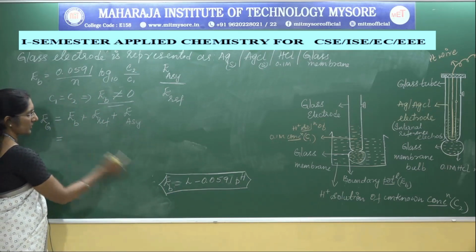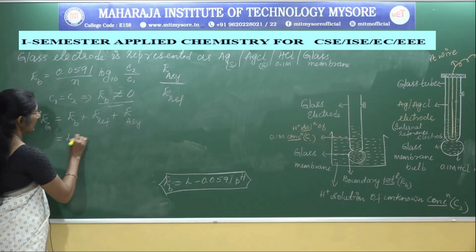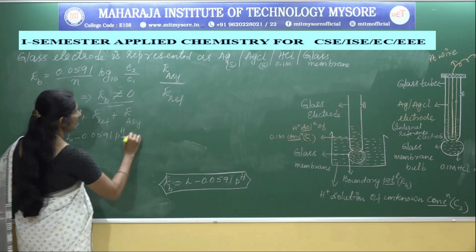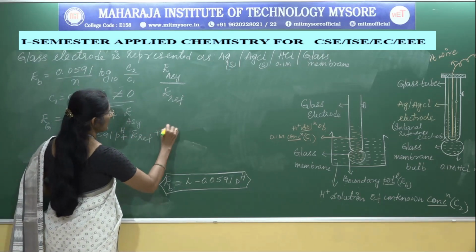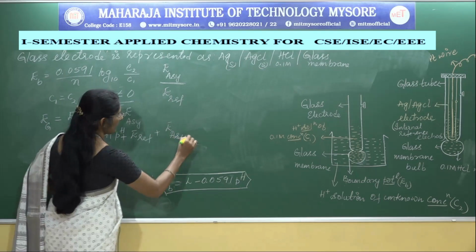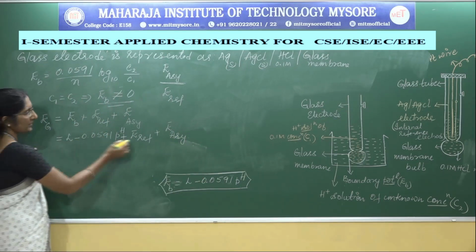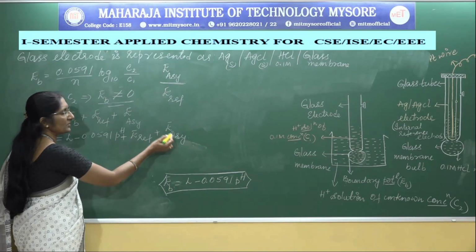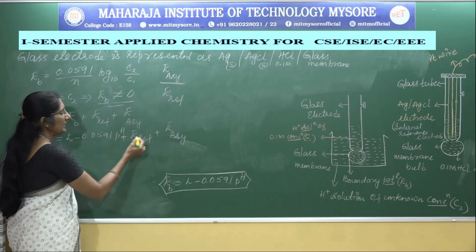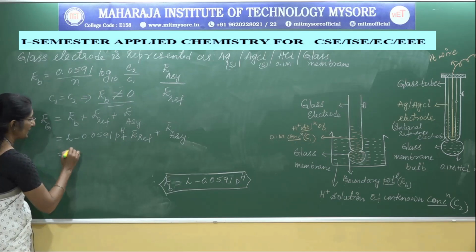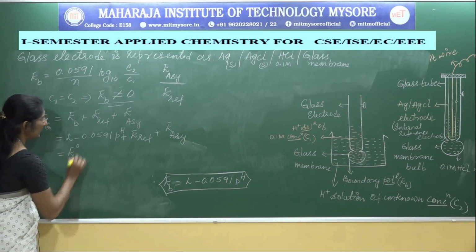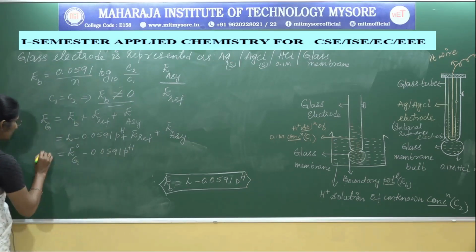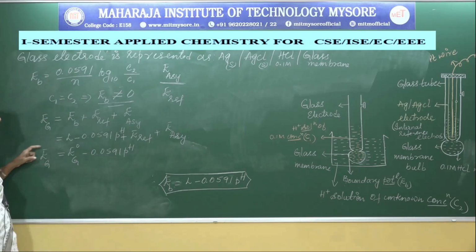Substitute the value of boundary potential. What is the expression for boundary potential according to this expression? It is L minus 0.0591 pH plus E reference value plus asymmetry potential. Observe that L remains constant, reference electrode potential remains constant and asymmetry potential also remains constant for a particular electrode. So these three constants become another constant. Let us consider that constant as E naught G, minus 0.0591 pH. So what is the expression for electrode potential of glass?